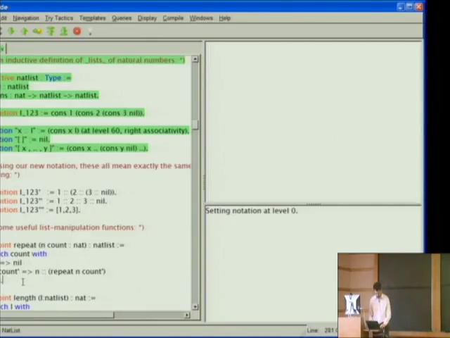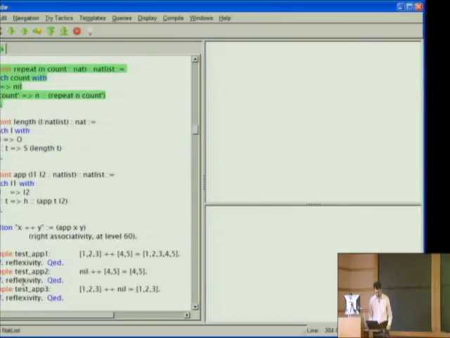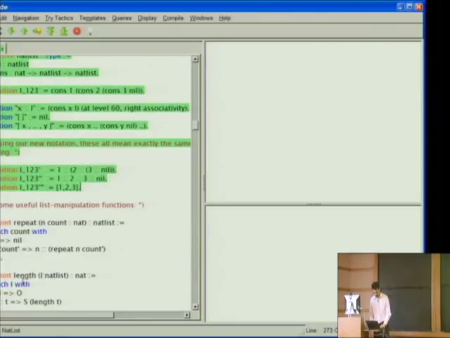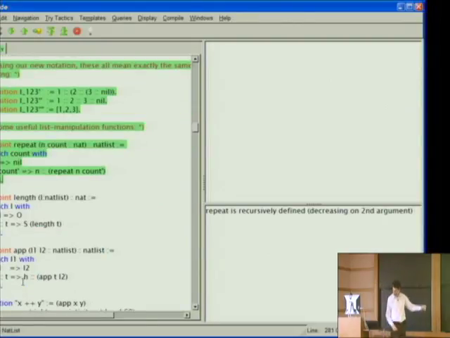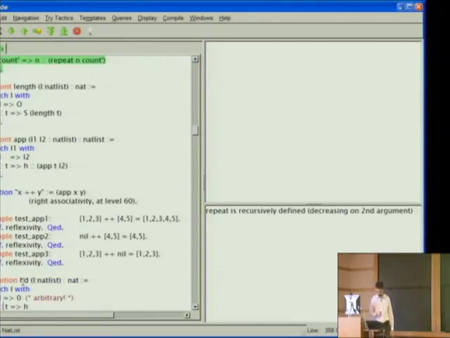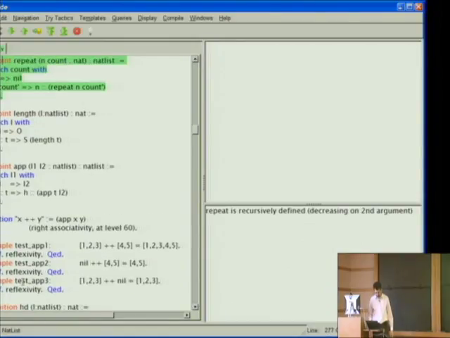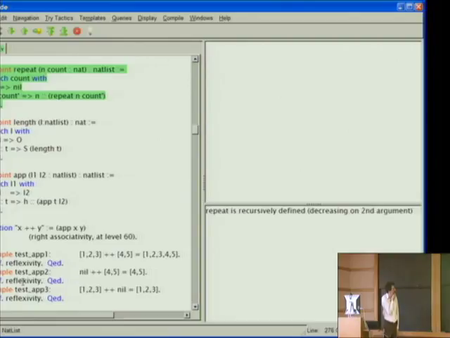Okay, and we can write functions on lists. So here's a function that takes a natural number n and another natural number called count, so two formal parameters, and returns a nat list, which Coq remarks is, what did Coq say? Repeat is recursively defined, decreasing on the second argument. And you know, if Coq can't figure out where it's decreasing, then it won't accept the definition at all. And what does this do? It makes a list of count occurrences of n.